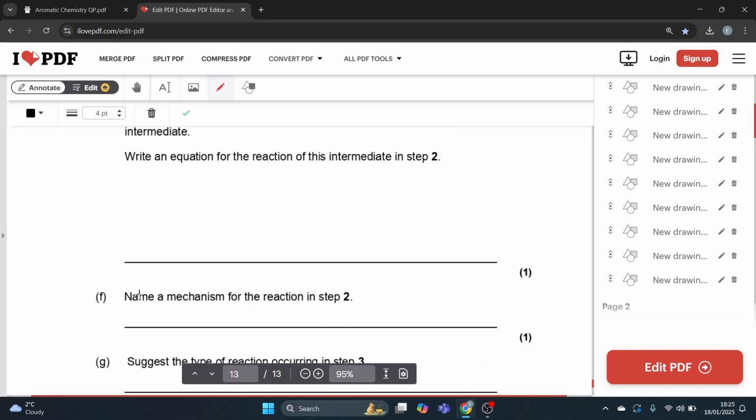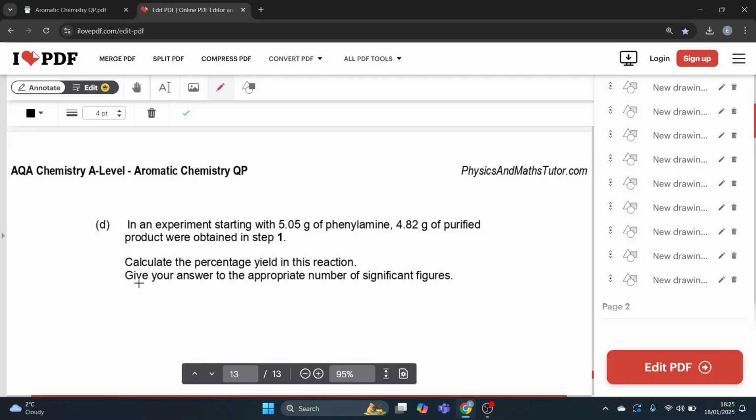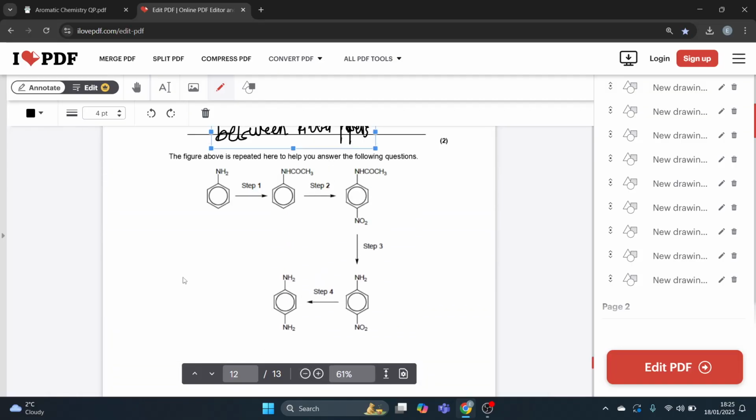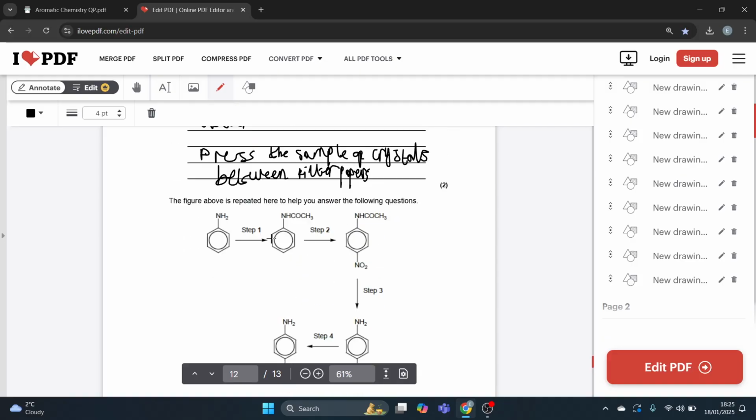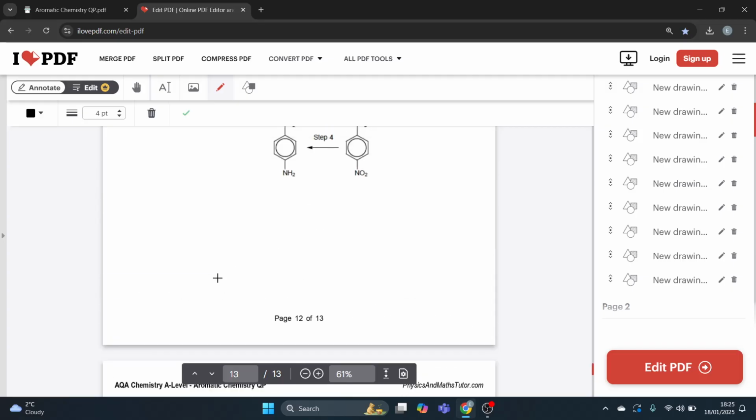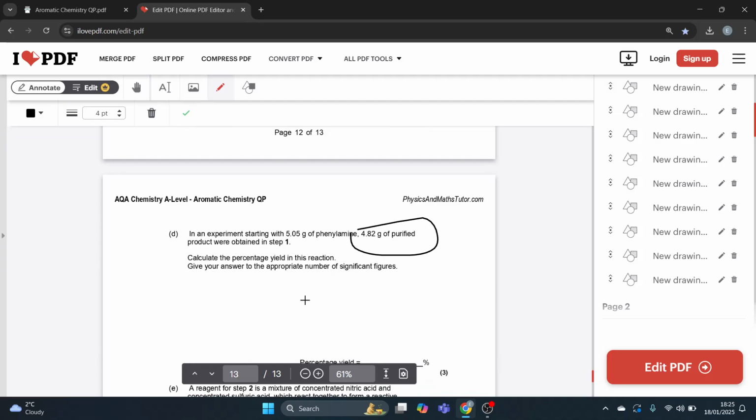And then question D, the percentage yield question. Hopefully, it probably is going to be really hard, but let's have a look. It says, the figure above is repeated here to help you answer the following questions. An experiment started with this much of phenylamine, and this much of purified product was obtained in step 1. Calculate the percentage yield in this reaction. So it's obviously not going to be 4.82 divided by 5.05 for 3 marks.